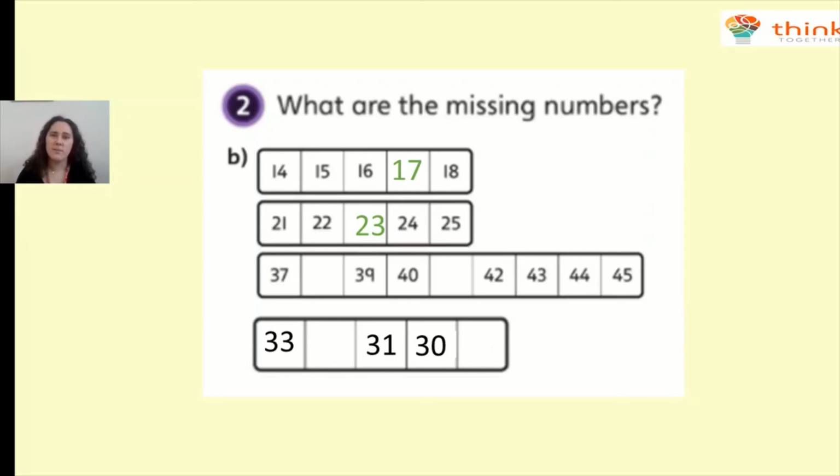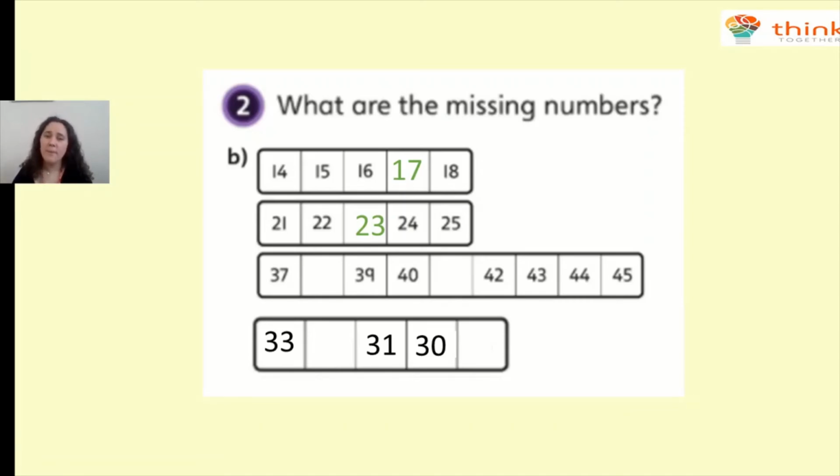Now, we need a bit more information to help us find out if we're counting forwards or backwards. So we're going to have to look at the next numbers in the track. Are you ready? So we've got 37, then we've got our missing number. We need to find out if it's forwards or backwards. Then we've got 39, 40, another missing number, 42, 43, 44 and 45. If we've got 37 here and 45 here, what's happening? Are the numbers getting bigger or smaller?